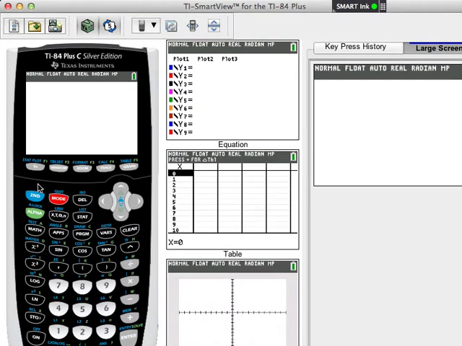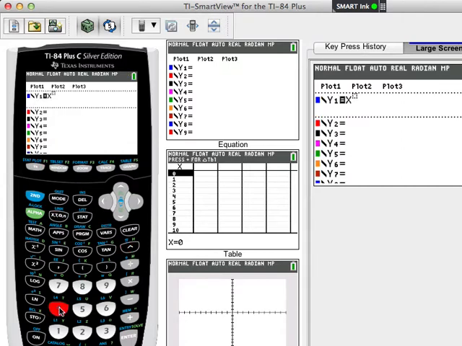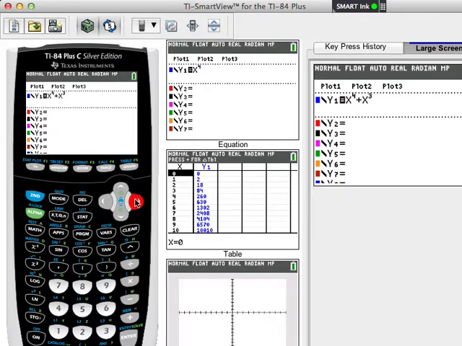So on here, what you're going to do is go to the y equals. And we're going to type in the function that we have. We have x to the fourth plus x to the third minus 4x squared minus 4x. And that is my function. And then let's just get an idea of what it looks like. So we can hit graph.